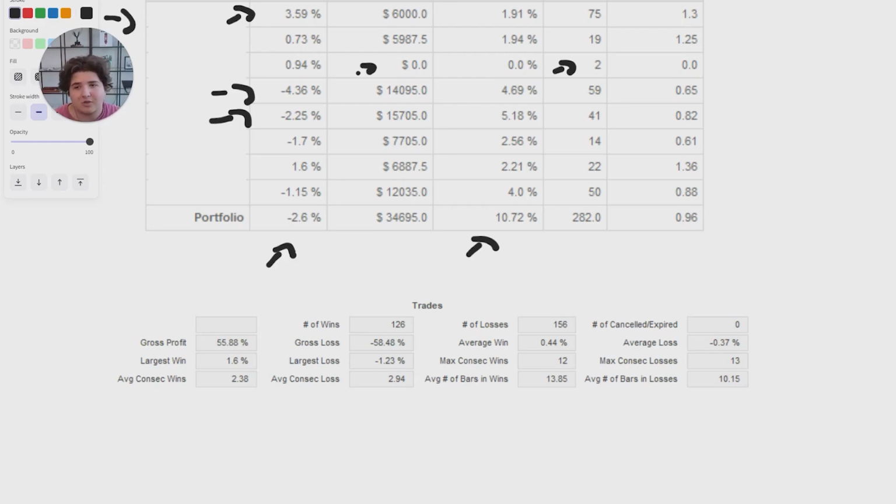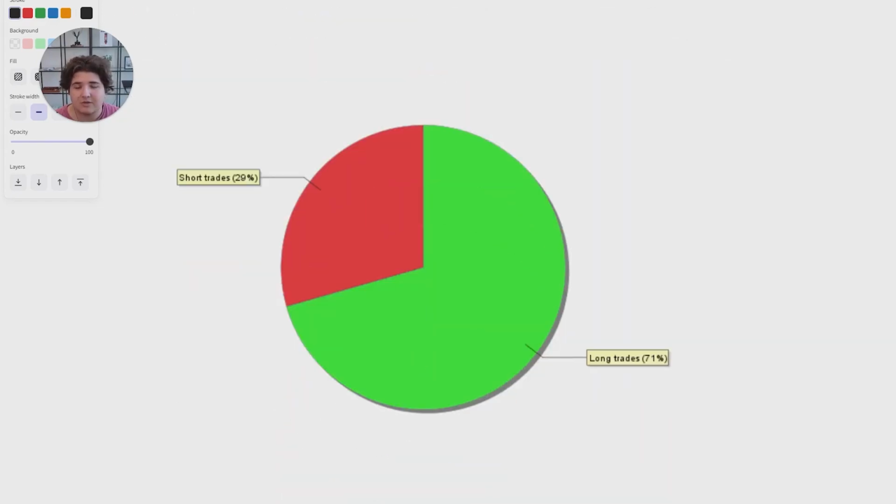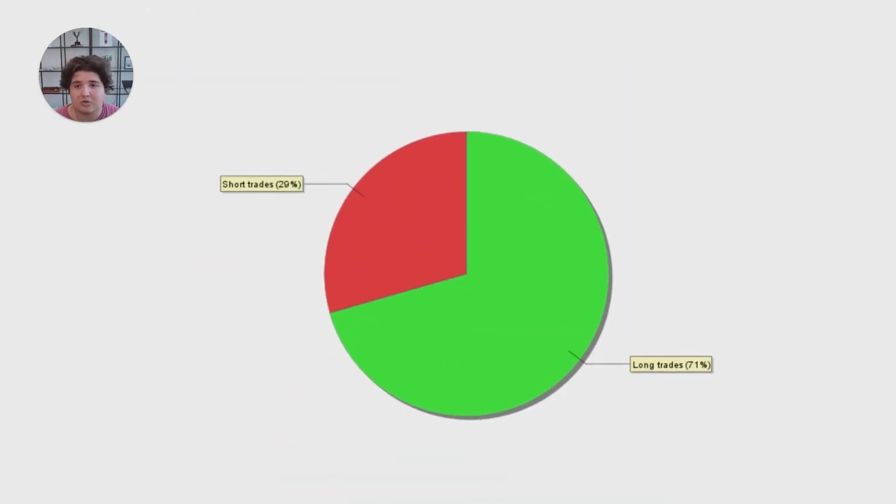So the reason I like automation is I've never been ashamed to admit that I'm not a very good manual trader. I tried it for about a year and a half, maybe about 2 years. Then I went full into automation because that's where my strengths lie. Everything else here is pretty standard. You can see the largest winner was 1.6%, largest loss was 1.23%, and then average consecutive wins and average consecutive losses.